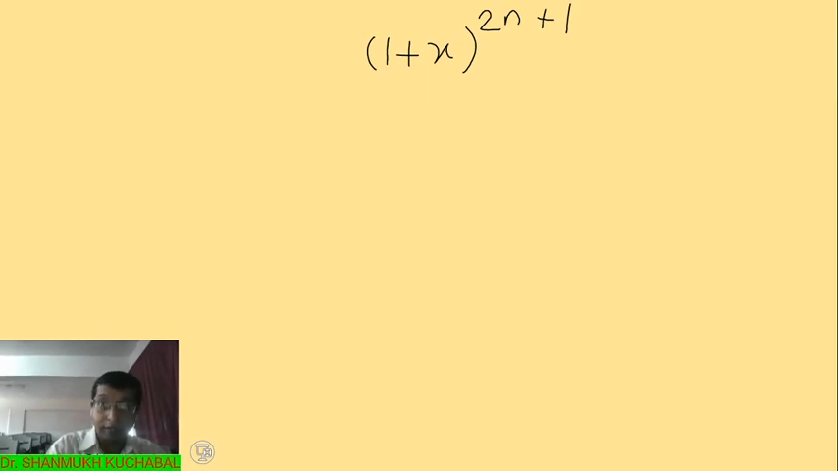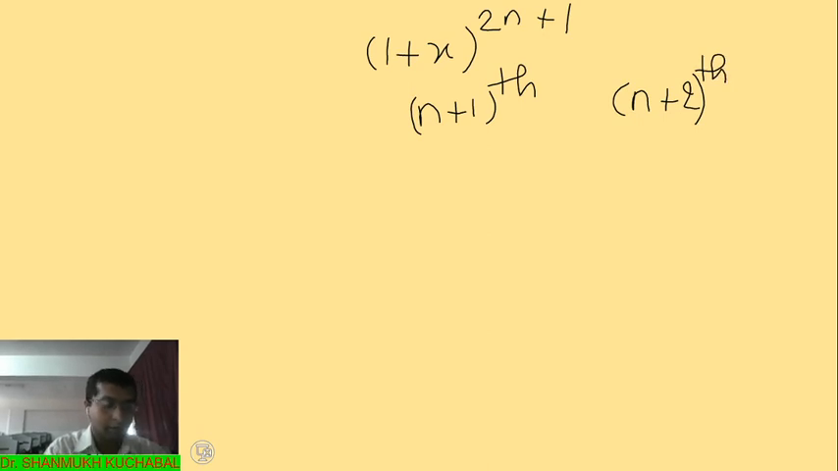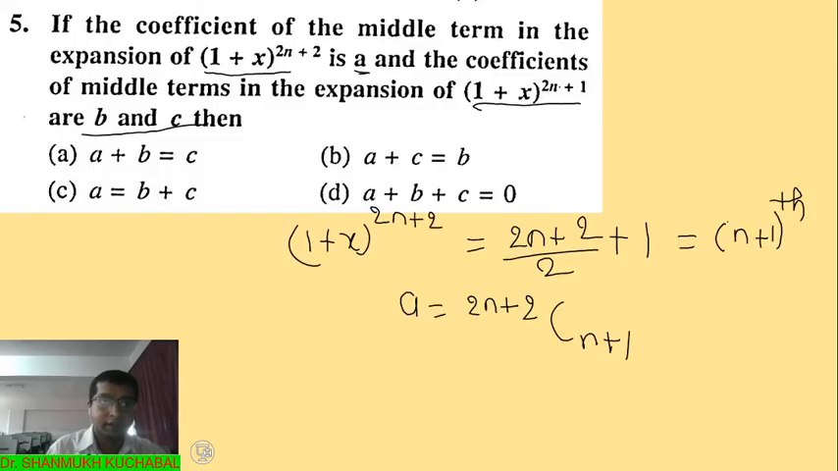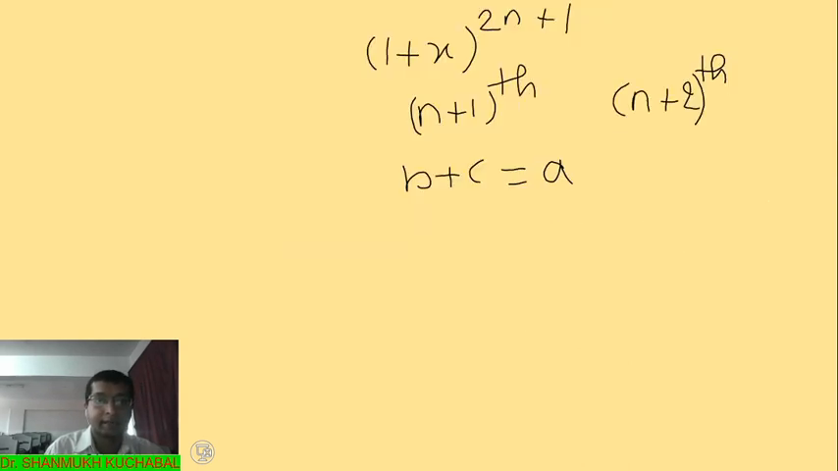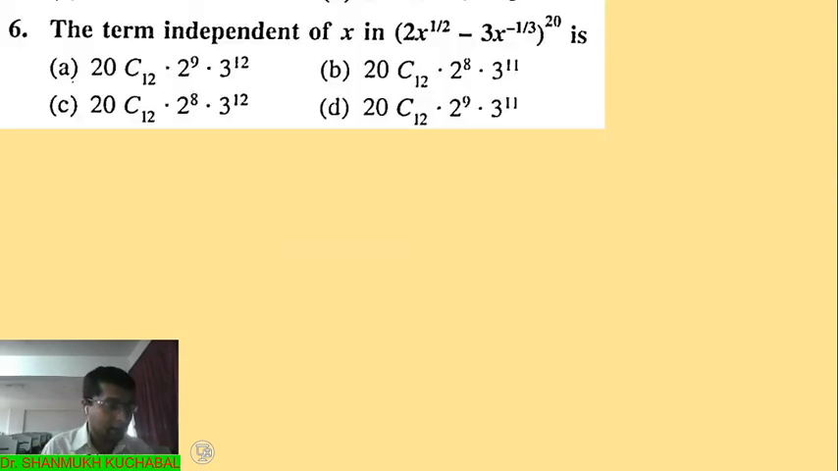Okay, middle terms we get it as n plus 1 the term, one more is n plus second term here. So what we observe, odd numbers we have two values, b plus c equal to a. So we get a equal to b plus c, therefore right answer is option C, a equal to b plus c here. Okay, like this we have to calculate.